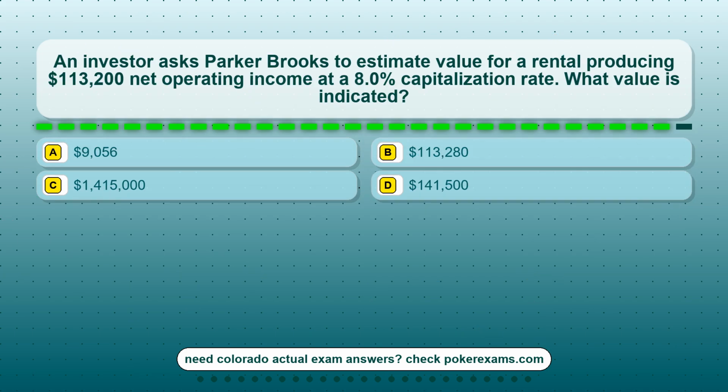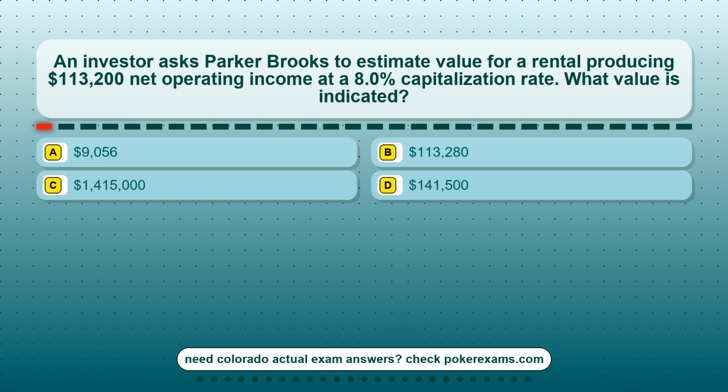Question 23. An investor asks Parker Brooks to estimate value for a rental producing $113,200 net operating income at an 8% capitalization rate. What value is indicated? Option A, $9,056. Option B, $113,280. Option C, $1,415,000. Option D, $141,500.